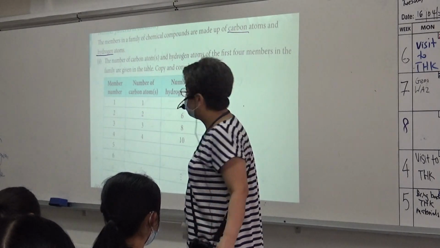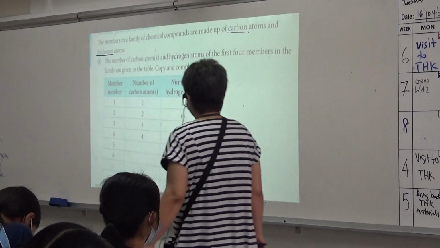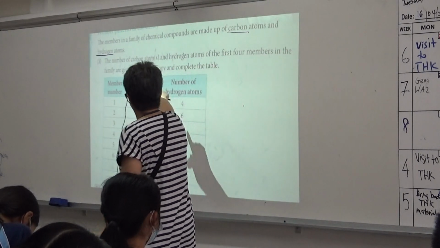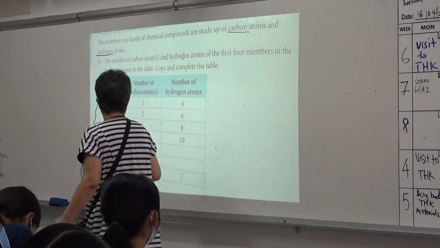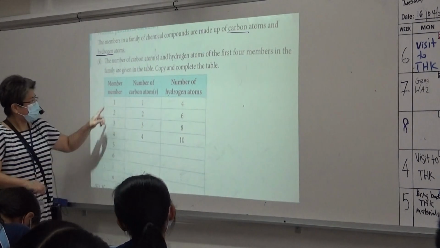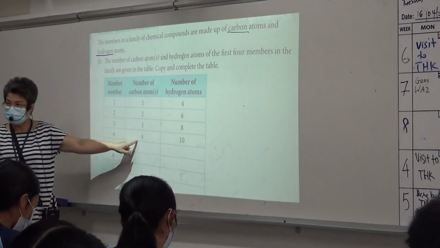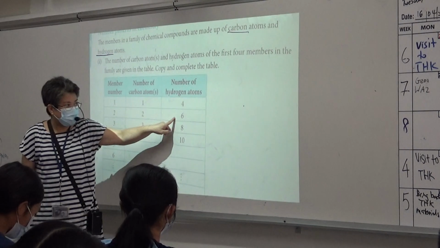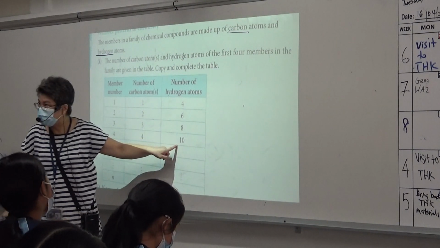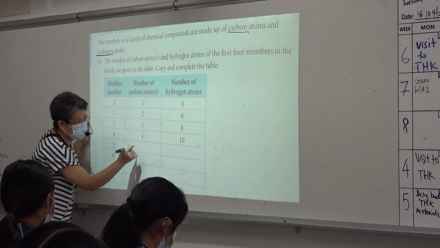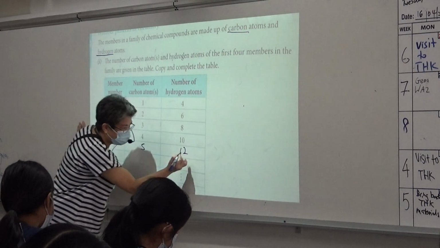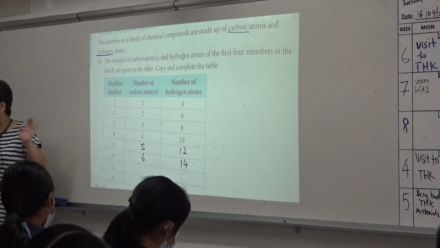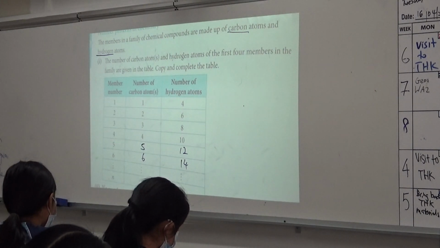Now, the number of carbon atoms and hydrogen atoms of the first four members in the family are given in the table below. Copy and complete the table. Now, can you see? This one will follow. This one is what? 4, right? Then after that, what is this? Plus 2, right? So what will be 5? 5 and 12. What will be this? 6 and 14. Okay. What will be the nth term?